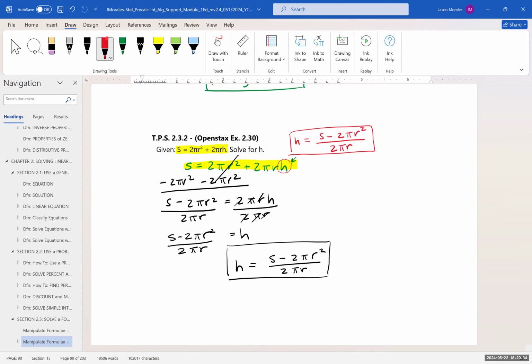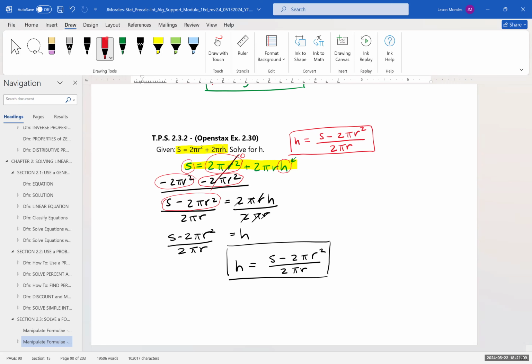So the first thing is, since we've got two terms on the right-hand side that are being added together, we can simply just get rid of this term completely by just subtracting both sides by that term. All right, and so by subtracting both sides by this term, this will add to 0 on the right-hand side. And the left-hand side, s and 2 pi r squared, those are not like terms. So they'll just be s minus 2 pi r squared on the left-hand side.